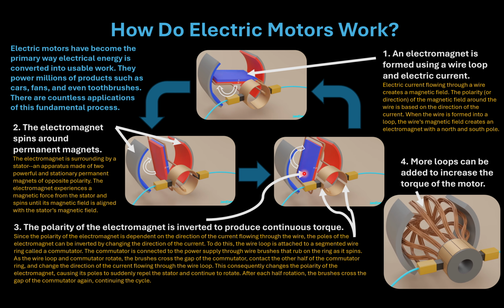of the electromagnet. This is shown here, where the north pole was on the left side, but then when the wire brush crossed the commutator gap, it became the south pole on the left side. Now suddenly, the like poles are very close to each other and experience a very strong magnetic force that causes it to continue to rotate. This creates a continuous cycle where the like poles will repel, causing it to spin, and then when the opposite poles come close to each other, the commutator inverts the polarity of the electromagnet to cause it to continue to spin.